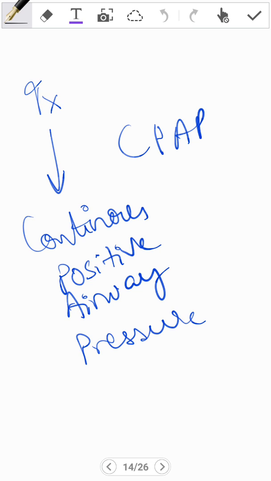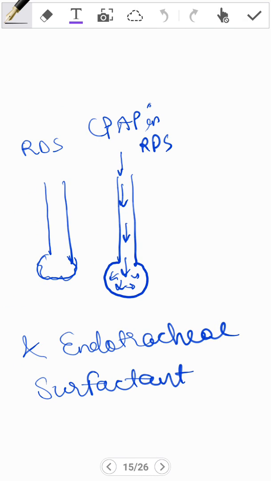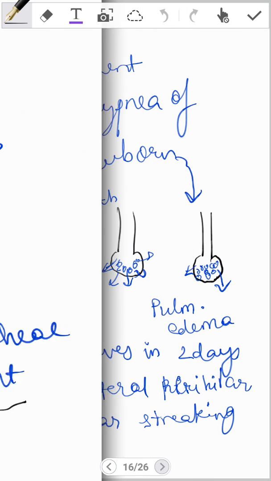Now, how do you treat these patients? By providing them continuous positive airway pressure. Now, how does this work? You can see the alveoli in respiratory distress syndrome, and you continuously keep the alveoli distended by providing continuous positive airway pressure. And you can also give surfactant endotracheally, so that it would replace the deficient amount of surfactant present in the alveoli. So this is all about respiratory distress syndrome.